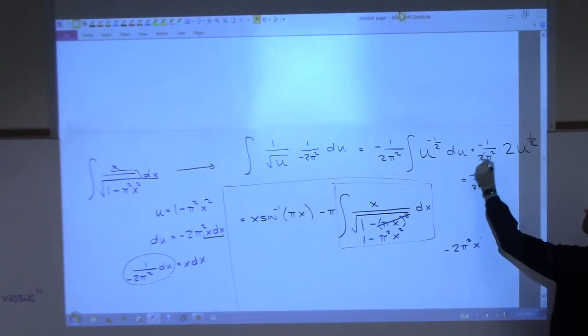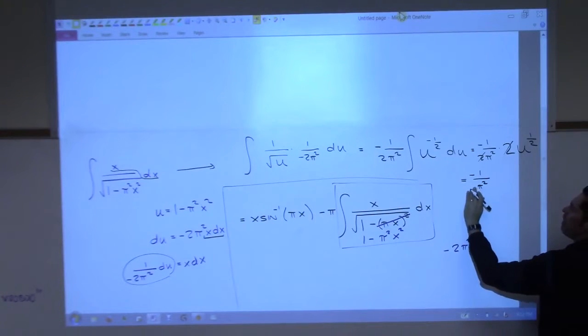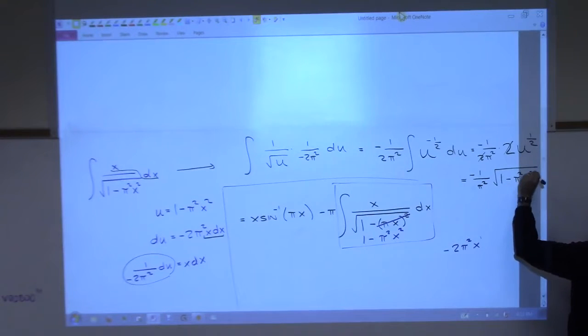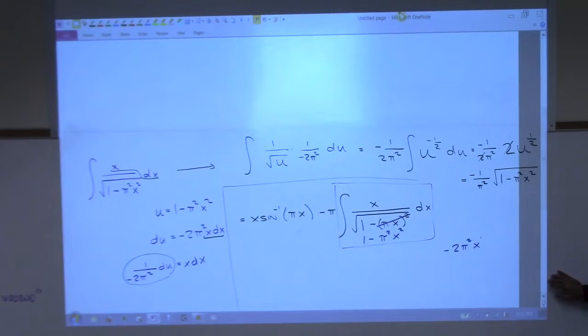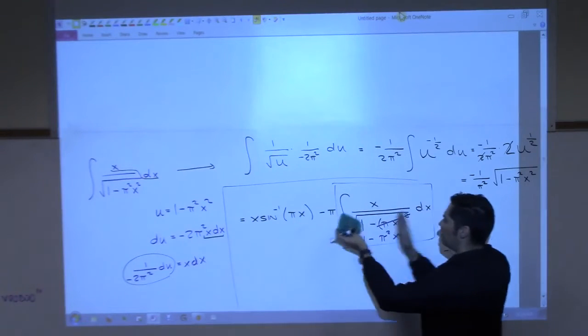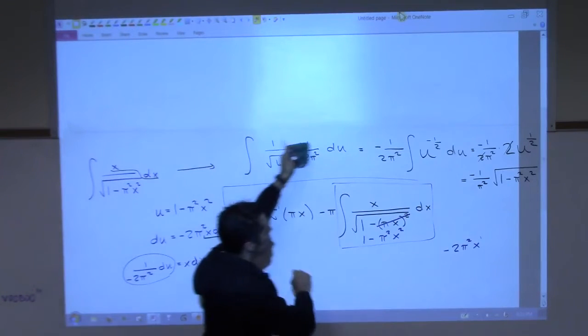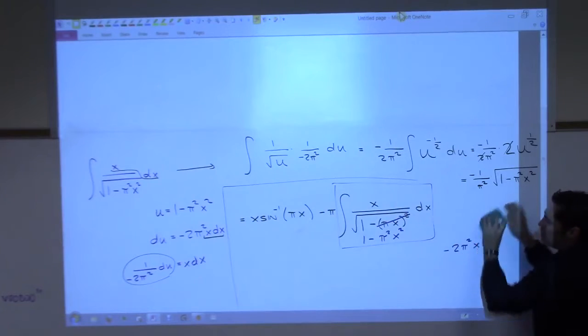I can cancel the 2's, huh? Yeah? Okay, let me get rid of that. And then this right here is just square root of u, but u is 1 minus pi squared x squared. So as a recap, we did integration by parts, which got us to here. This integral required substitution. That substitution took us all the way to here. That piece goes here.